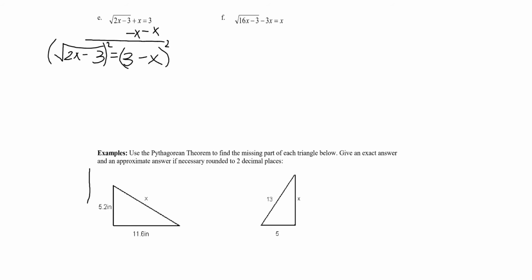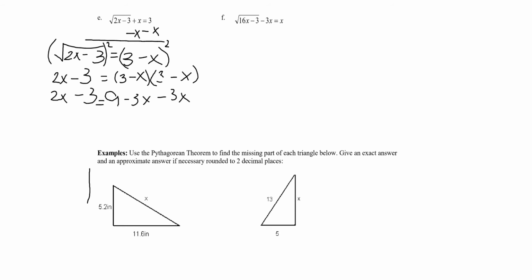In this case, when we square the first side, we'll be left with 2x minus 3. The square root gets rid of the radical. But here, I have to FOIL my 3 minus x. So I'm going to be left with 2x minus 3 over here. And then when I FOIL, I am going to get 9 minus 3x minus 3x plus x squared.